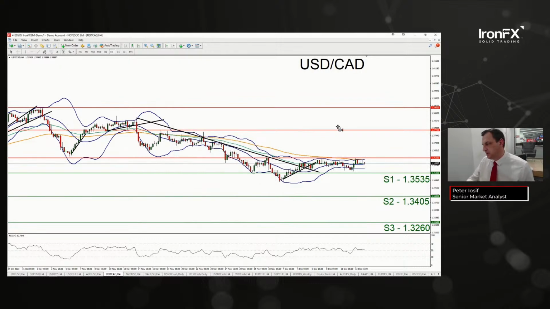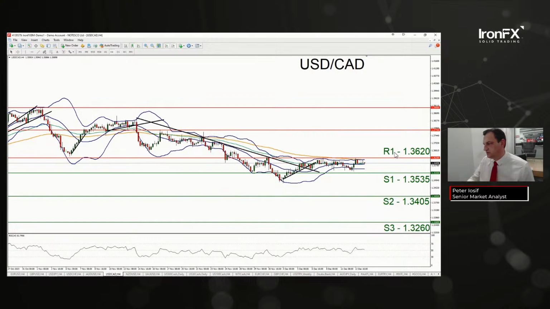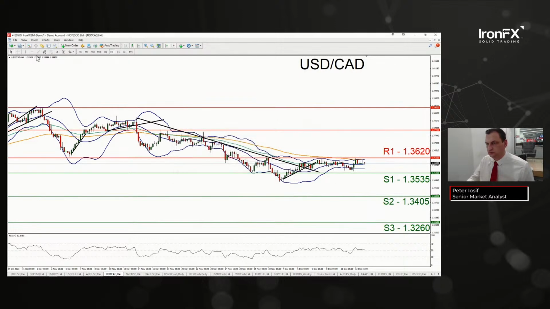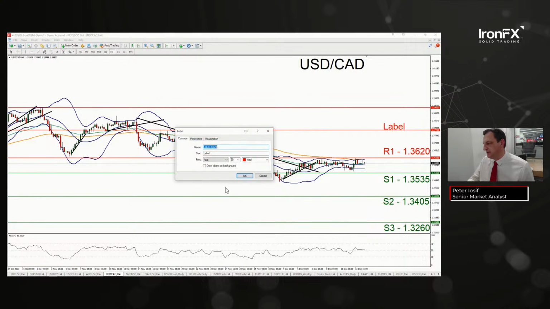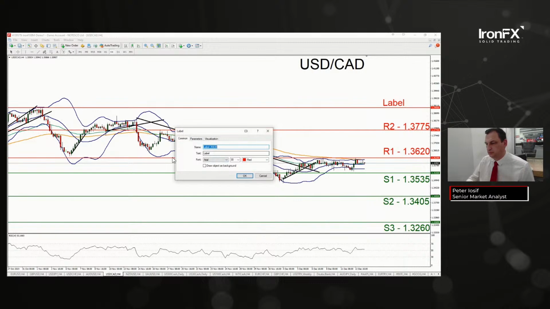Moving now to resistance lines, starting with the 1.3620. Let's color this in red. The second resistance line would be placed at 1.3775. And the final resistance line at 1.39.